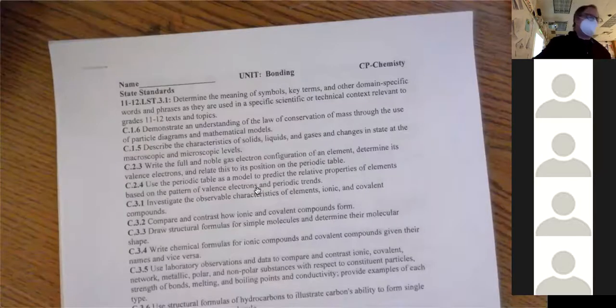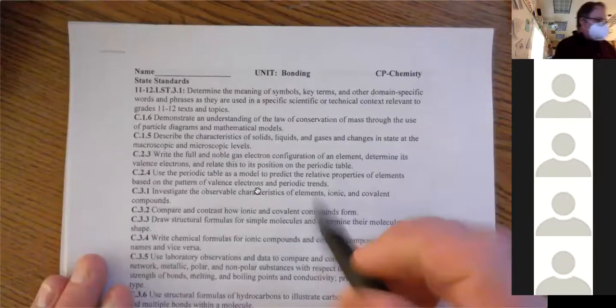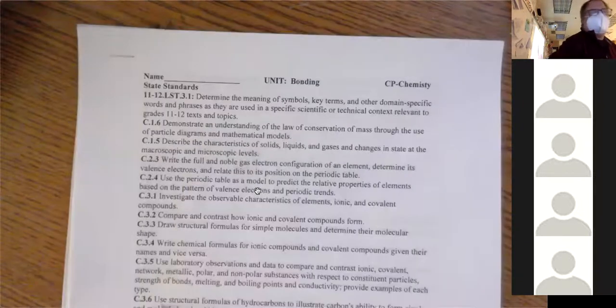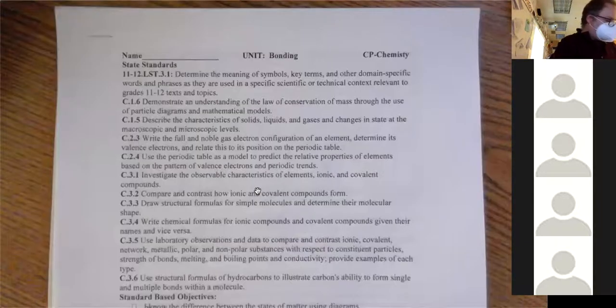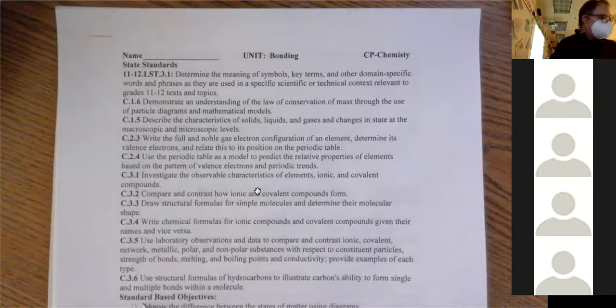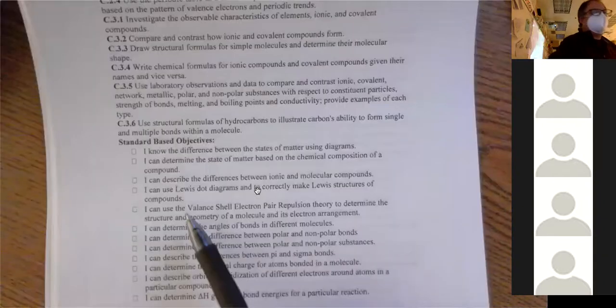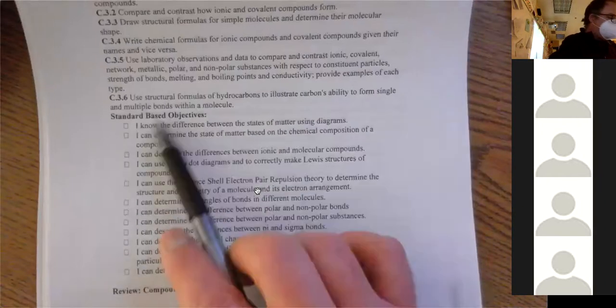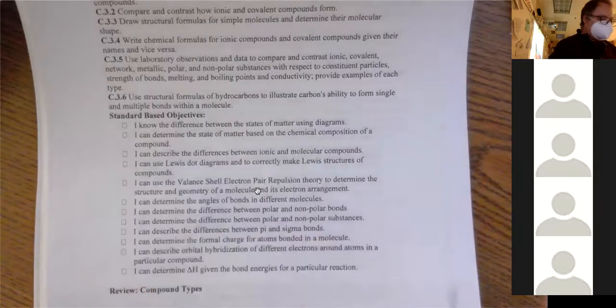As always, when we look at this, we have the unit name, and then you can see we've got a lot of state standards here. Here are your standards-based objectives. You should be able to checklist these. Like, I know the difference between this. I can do this. I can do that.